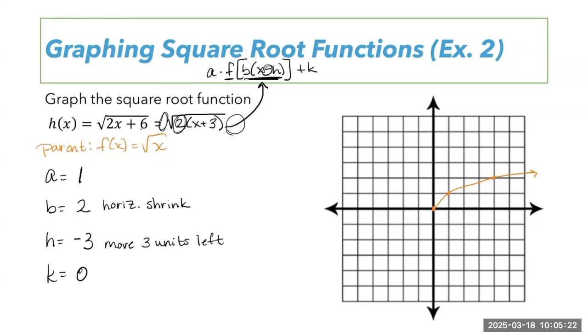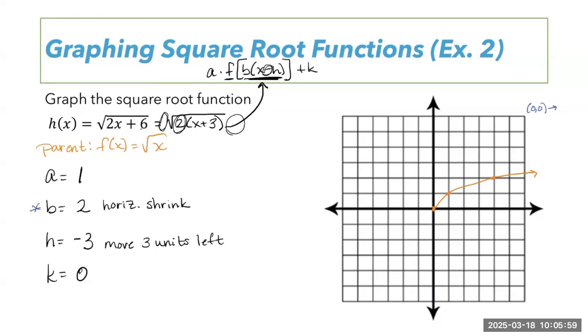Okay. So again, I'm going to start with my B value, and I'm going to deal with this horizontal shrink first. Now, if you go back to the table, in the column where it shows you what happens to each point, you see that for every point on the original graph, if I have a B value that is bigger than 1, that is going to divide my x coordinate by that B value.